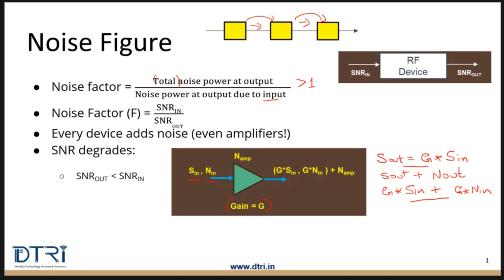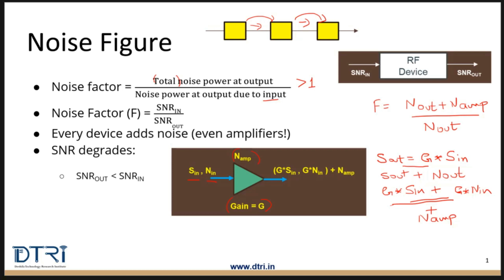But in the same real world scenario, the amplifier is also not a noiseless system. It adds noise, which is denoted by Namp. What we get at the output now is this equation plus Namp. Now let us go back to the noise factor equation, and now the noise factor can be written as the ratio of the total noise power at the output, which is Nout plus Namp, divided by the noise power at the output only due to the input source. Okay, so this is noise factor.